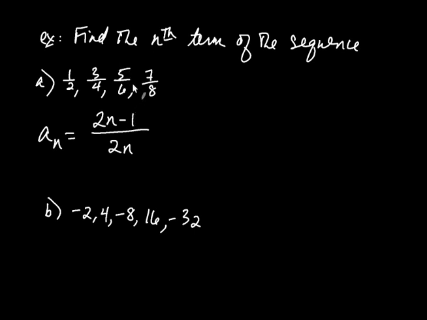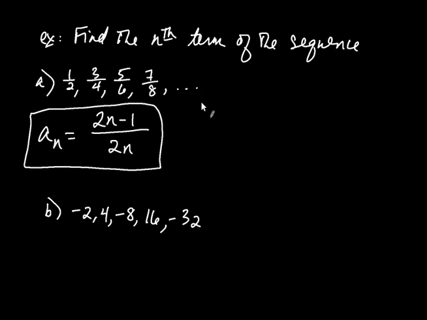So this is for n equals 3. When n equals 3, what do I get? Well, the numerator is going to be 2 times 3, which is 6, take away 1. That gives me my 5. And the denominator is 2 times 3, which is 6, and so it works. So this is going to be my answer. This is the nth term of the sequence. It's going to work for these 4, and then it'll work for any n you want. How about this next one?